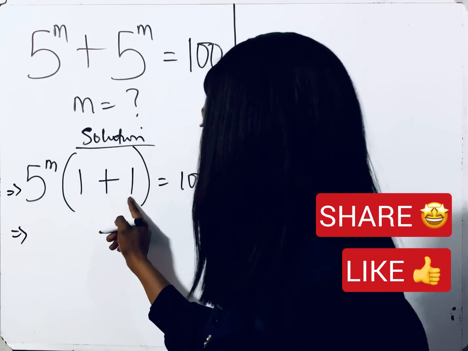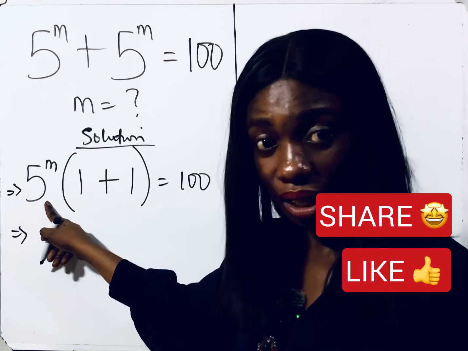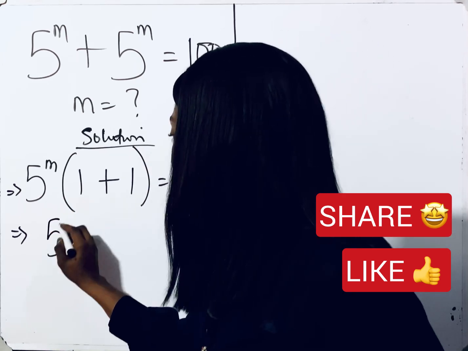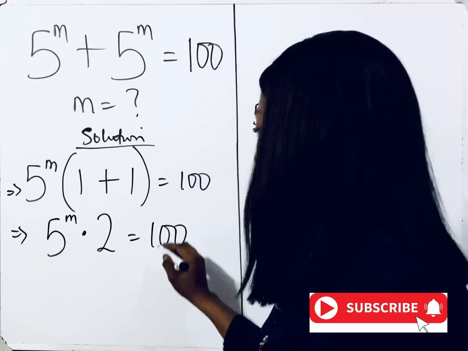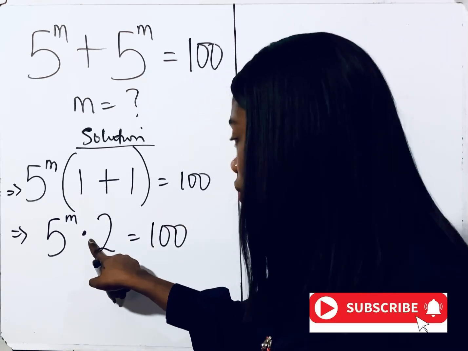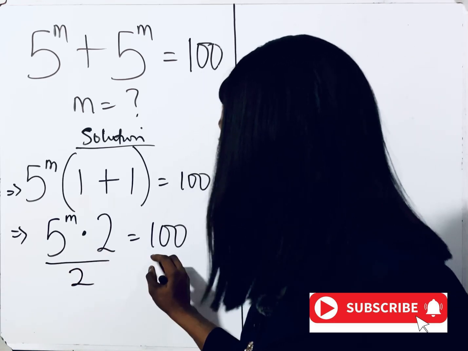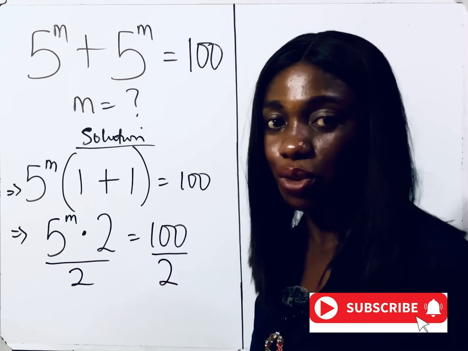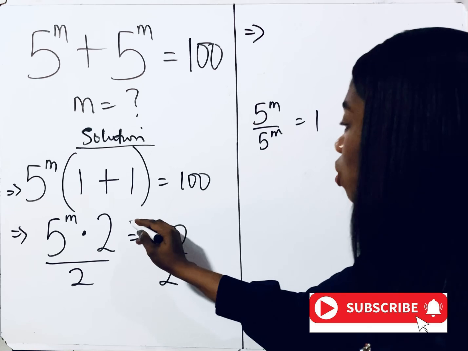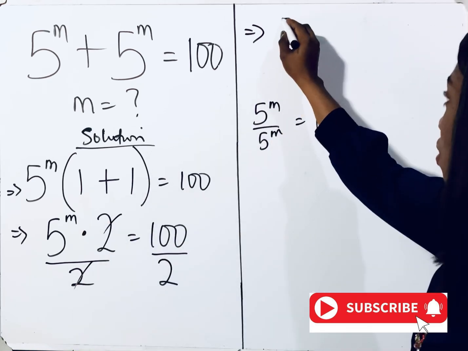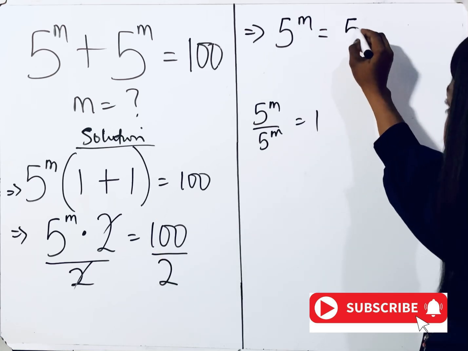Interesting. Now what do you do again? You will now add these to give you 2, and to remove the bracket, you multiply. So we're going to have 5 to the power of m multiplied by 2 is equal to 100. Now to remove this 2, you divide, because it is multiplying. So divide by 2 and do the same here, so that the equation will be balanced. If you do that, this will take off this, so we have 5 to the power of m is equal to 50.